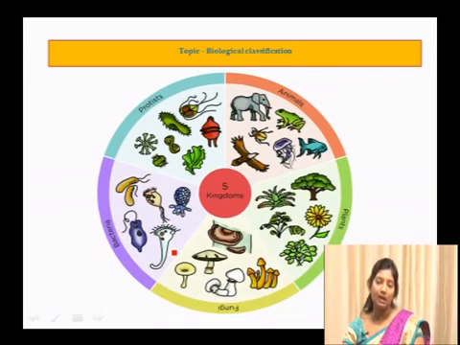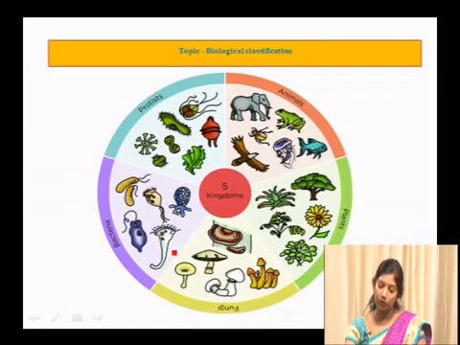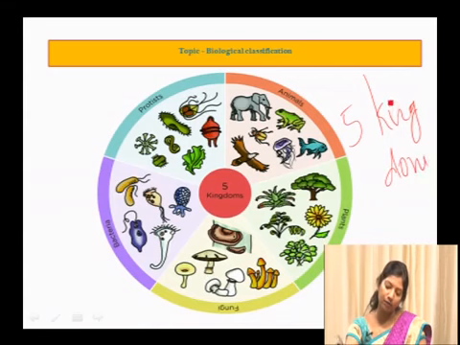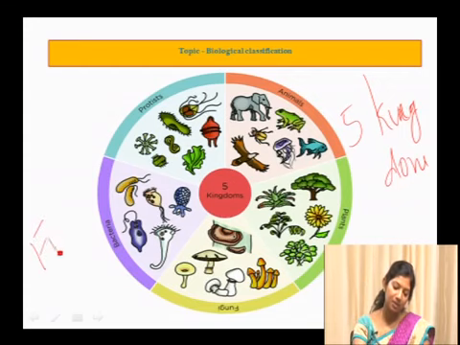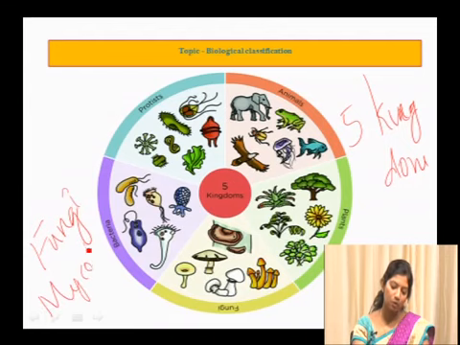And finally the five kingdom classification. It was R.H. Whittaker who gave the five kingdom classification. So according to the five kingdom classification, one more new kingdom was added. And what is this new kingdom? It is nothing but fungi, which can also be called mycota.